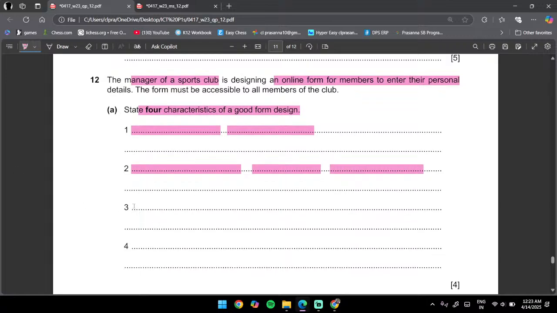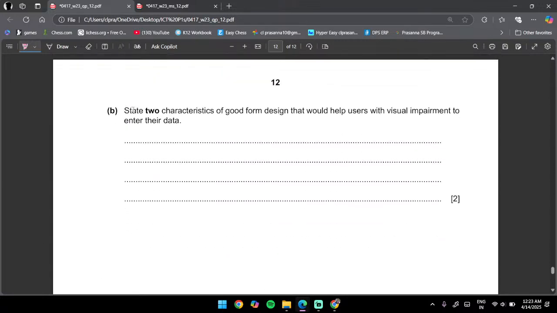Then I could say have enough spaces to enter data, and maybe navigation buttons and help buttons or radio buttons to help people navigate through the form. So that's definitely something I would have written.